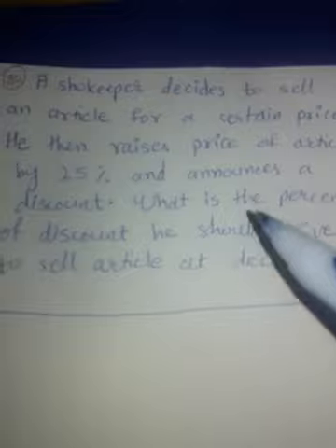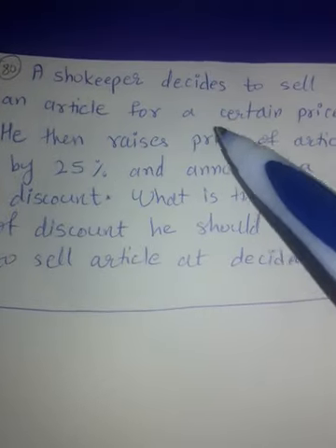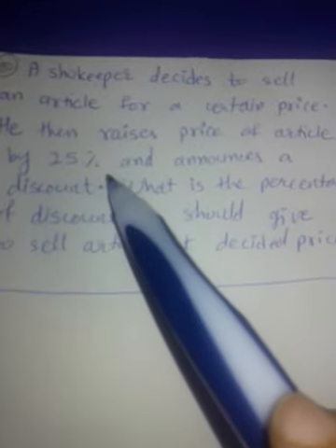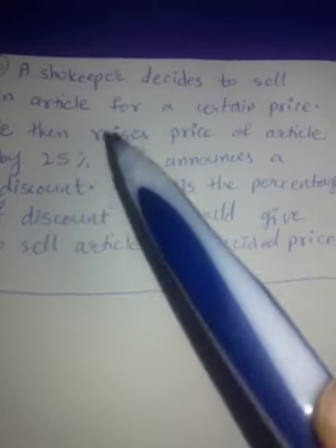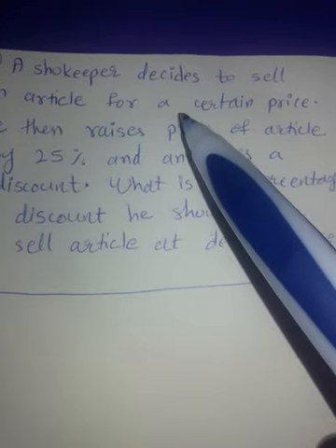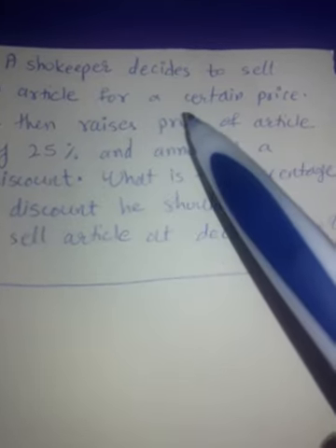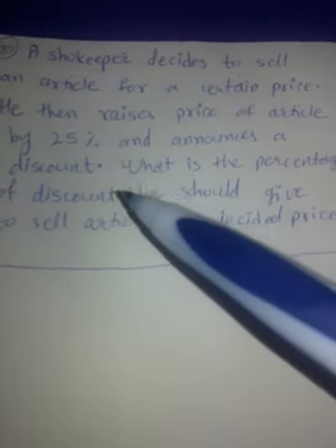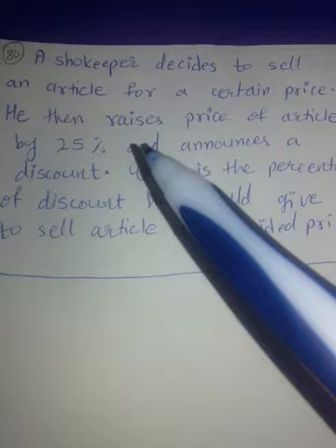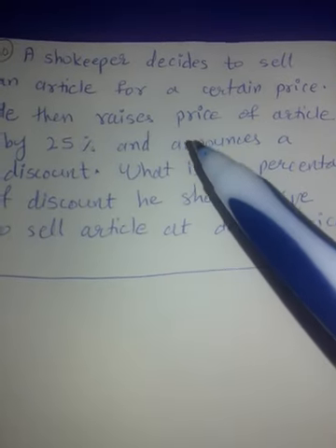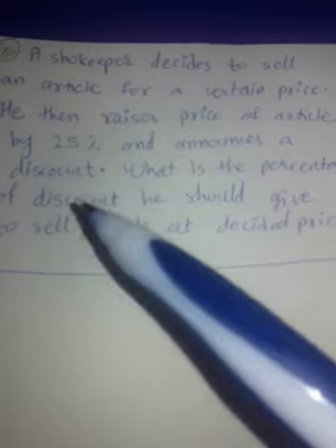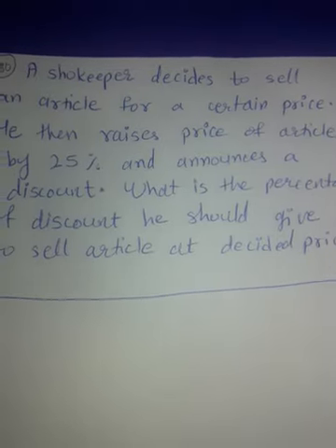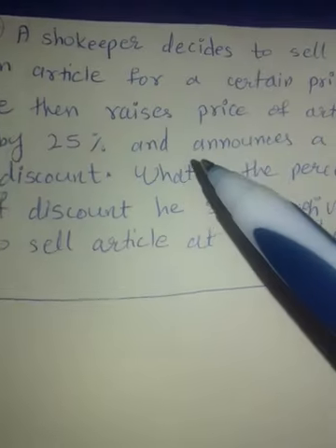So the same question is asked here. A shopkeeper decides to sell an article for a certain price. We don't know that price. He then raises the price by 25% and then announces a discount. That means if originally he wants to sell at 500, during the night he will make a tag of 600 and put that on the dress or on the shirt, and next day when I go to buy it, he will say no, this is not 600, today is Diwali, so take a discount of 100, and then he will sell me again at the decided price, the price which he wants, that is 500. So let's see what I am going to assume here.